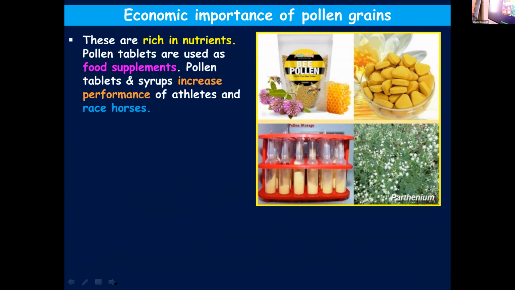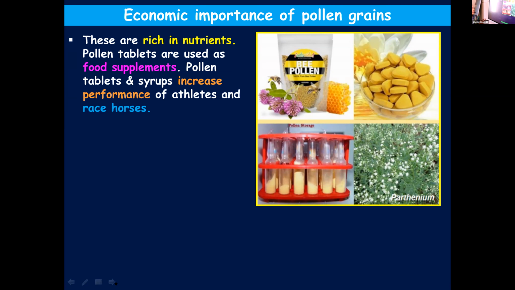Pollen grains are rich stores of nutrients. So tablets are made out of pollen and they can be used as pollen supplements. Pollen tablets and syrups are also available. And why are these being used? Because they contain so many nutrients. They are rich stores of nutrients.